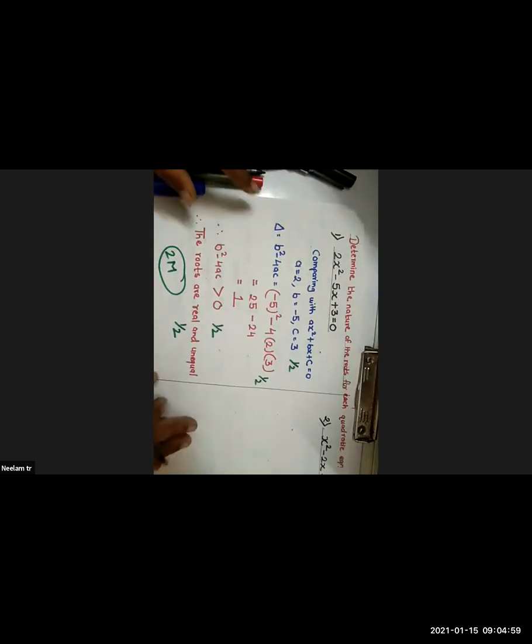Okay, I hope this is clear to you all. The 2 marks are sure in your hand. This is very easy. You just need to understand those 3 points: delta is equal to 0, less than 0, and greater than 0.